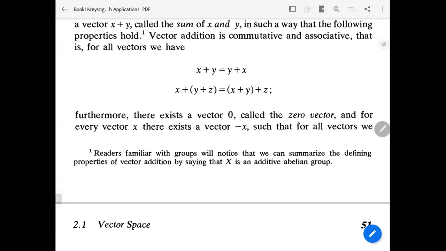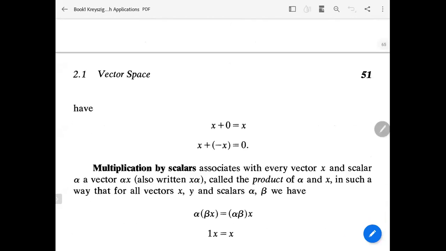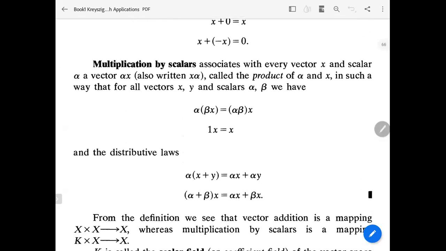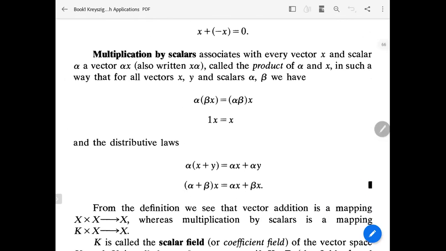So in vector space, there is a zero vector, right? So every vector added to the zero is equal to the vector. And for every vector x, there is another vector that is called minus of the vector. If you add both, the answer is the zero vector. And then some properties with respect to the scalar multiplication.